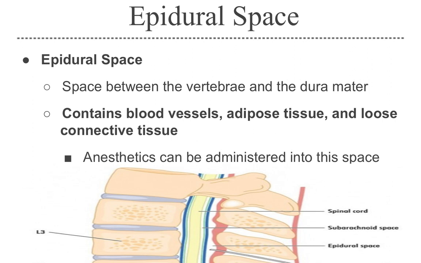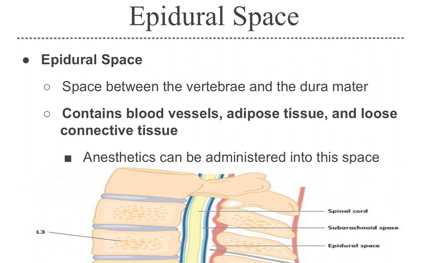The epidural space is something that is different between the brain and the spinal cord, both protected by the meninges. The epidural space is not found in the brain. It's only with the spinal cord. It is the space between the vertebrae, so the bone, and the dura mater. In the brain, the dura mater is directly in contact with the skull.